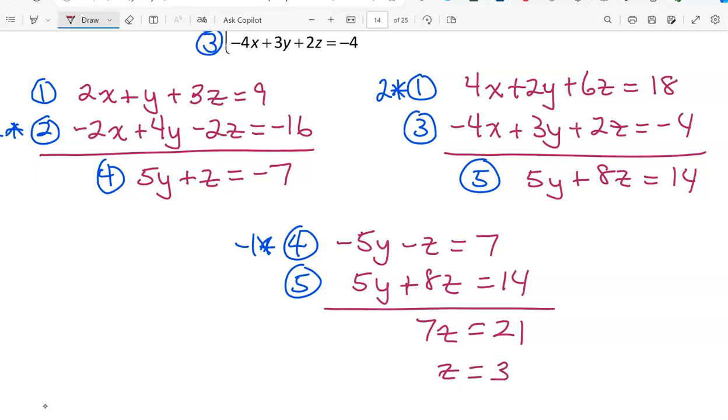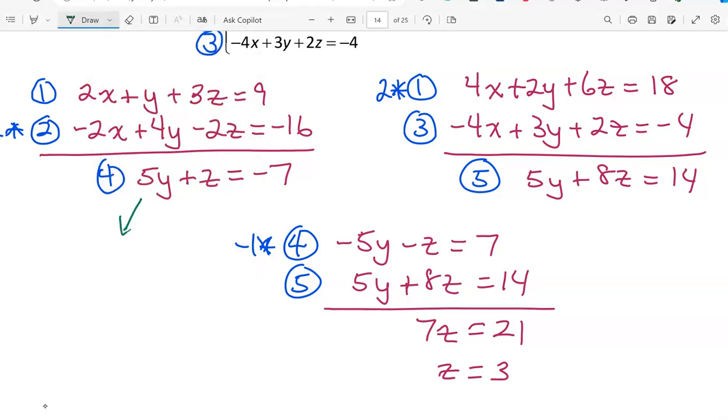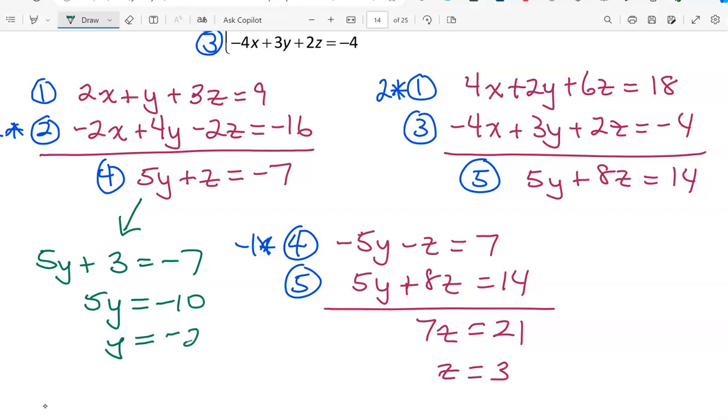Now let's use one of the previous equations, so I'll just use equation number 4 that has 2 variables in it only, and we're going to replace the z with 3, and when we subtract 3 from both sides, that gives us 5y is equal to negative 10. Dividing by 5, y is negative 2.